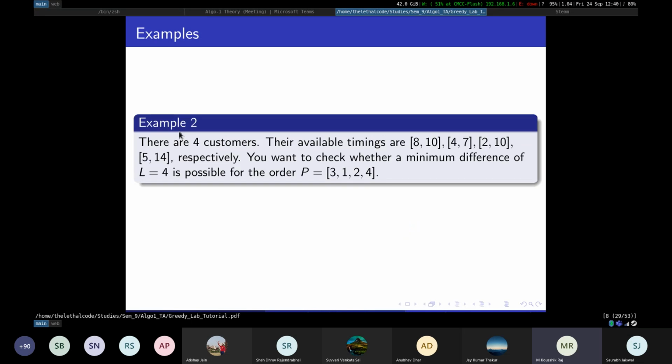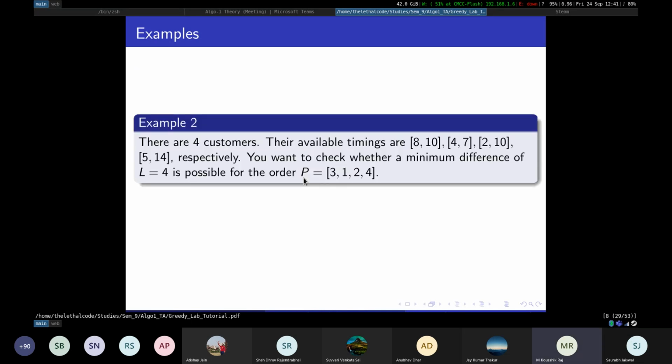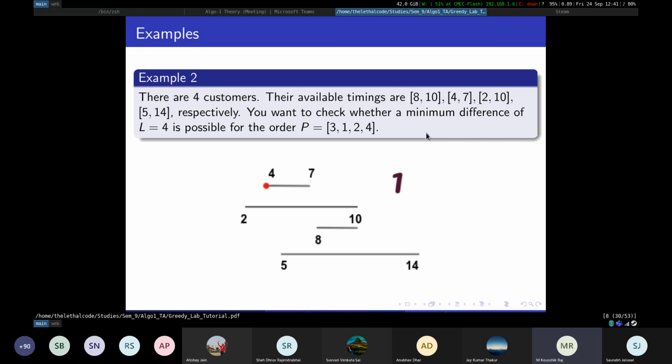Now take this example. Similarly, same input, but different order. Here it was 3214. Here it is 3124. So the first customer will again be 2 to 10, but the second customer this time will be 8 to 10, and the third customer will be 4 to 7, and the last customer will be 5 to 14 again.